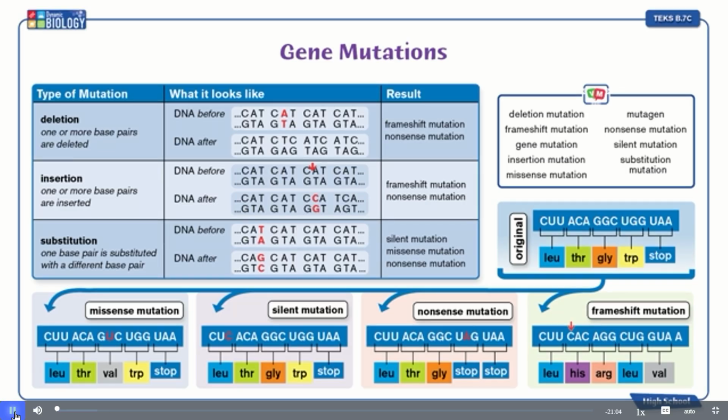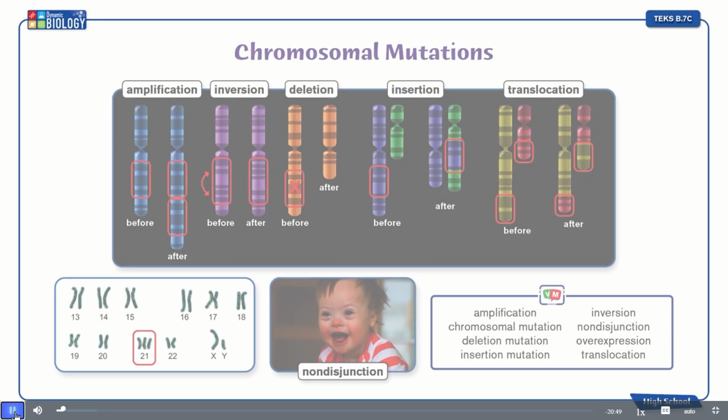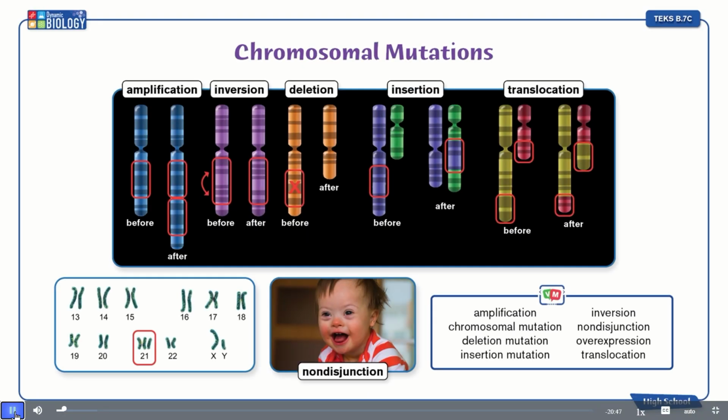In this lesson, we will review TEKS B.7C, identify and illustrate changes in DNA, and evaluate the significance of these changes. This video is part 1 of a two-part series for B.7C. Part 1 reviews gene mutations and their effects, and Part 2 reviews chromosomal mutations and their effects.